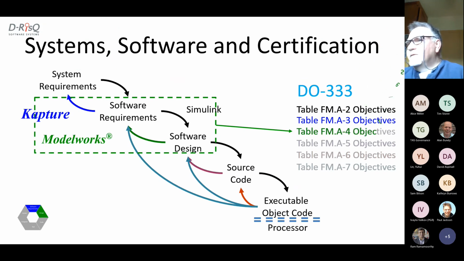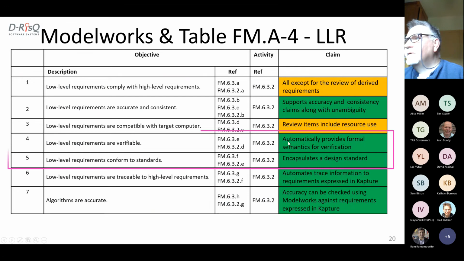So that's where ModelWorks fits with capture, and it addresses some of the verification objectives of FMA4. So again, remember there's more green now, and here we have the verifiable and conform to standards focus, and some help with low-level requirements complying with high-level requirements. And where you have escapes is where you have derived requirements, and there are interesting issues of what counts as a derived requirement, or are they just requirements you forgot about and only discovered later on. But that's kind of more a philosophical thing.